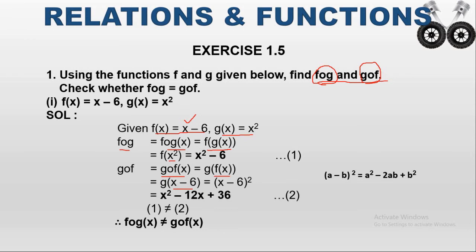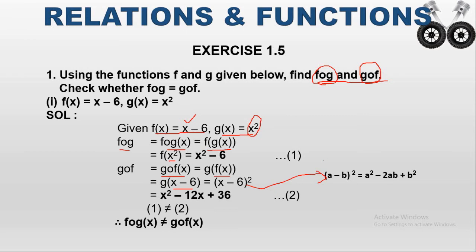Next, what is the value for g of x? g of x is x square. So, wherever you find x, you have to substitute x minus 6. Instead of x, substitute x minus 6. It will become x minus 6 whole square. It looks like the formula a minus b whole square. What is the formula for a minus b whole square? a square minus 2ab plus b square.